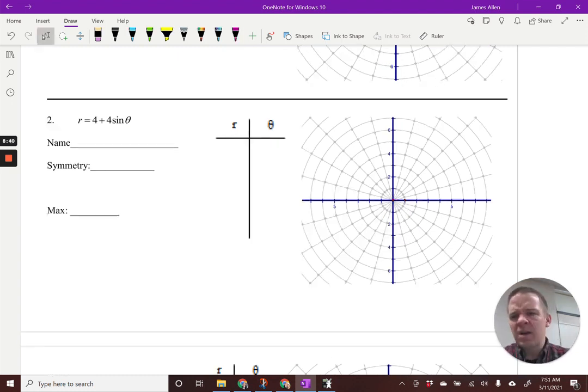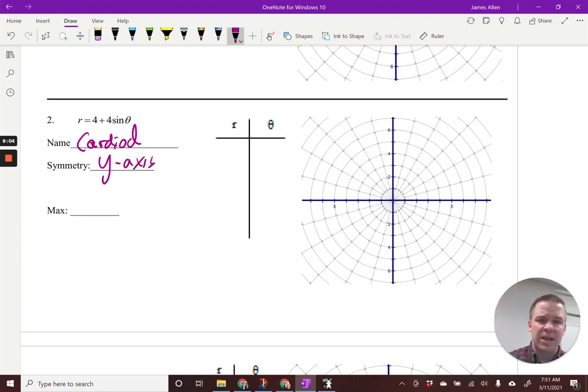Okay, moving on. All right, this next one here is a cardioid. Name is cardioid. I can tell by the same numbers, the 4 and the 4, right? They're not different. Okay, with the limaçon, they're going to be different numbers. All right. So my symmetry here, because this is a sine, right? I'm going to have my y-axis symmetry. And then we'll start talking about max and things like that here in just a sec.